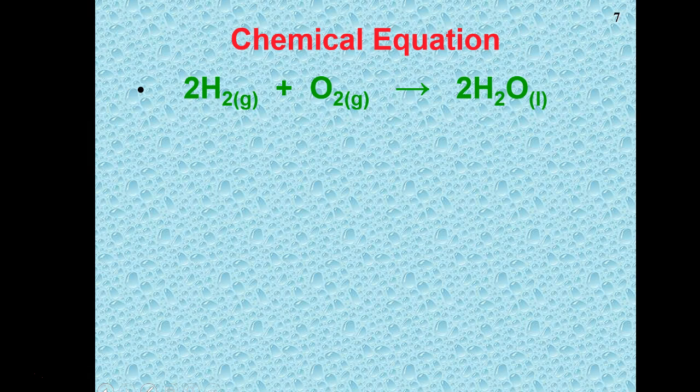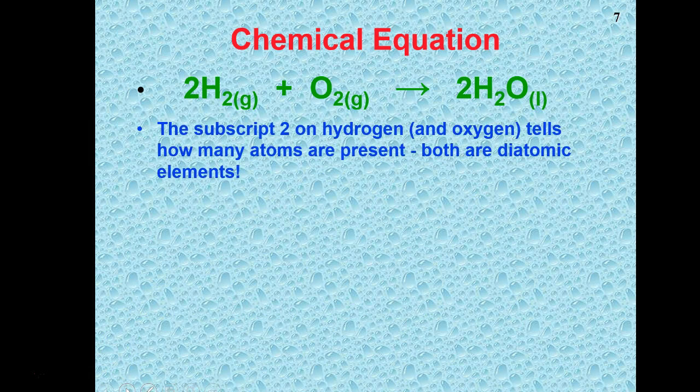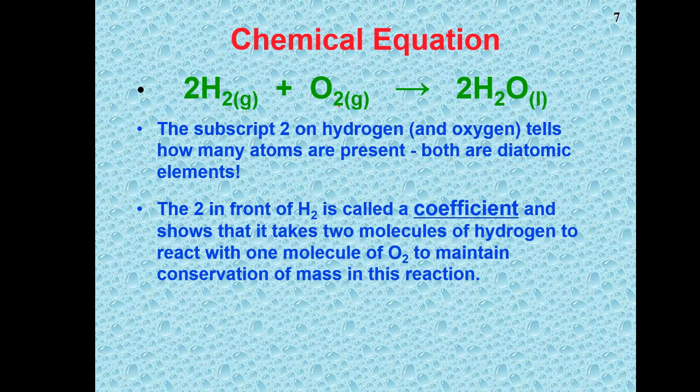So if I look at this one, what I see is that little 2 on the subscript on hydrogen indicates that it's a diatomic element. Same thing here. Okay, water has a formula of H2O. This number in front of the H2 is called a coefficient, just like math class, like 3x, the 3 is the coefficient. And it shows that it takes 2 molecules of hydrogen to react with 1 molecule of oxygen. Again, 1 is understood. And it makes 2 molecules of water.